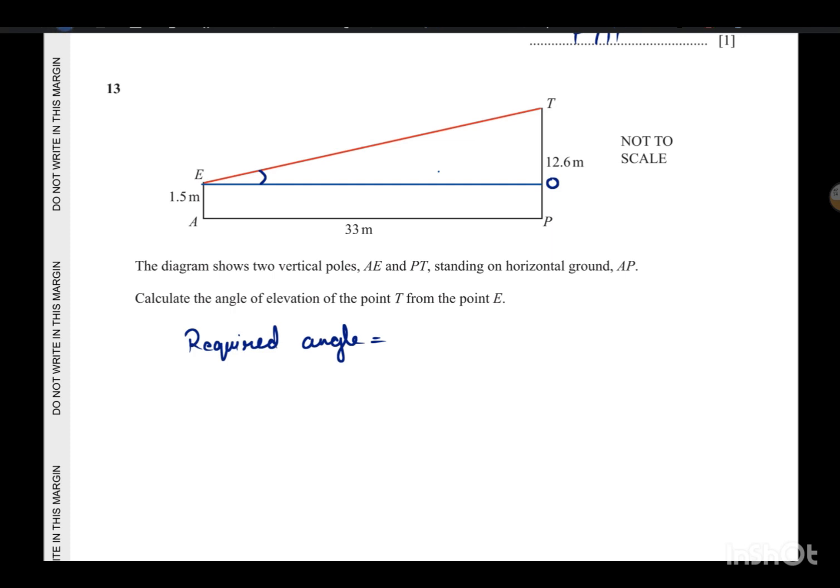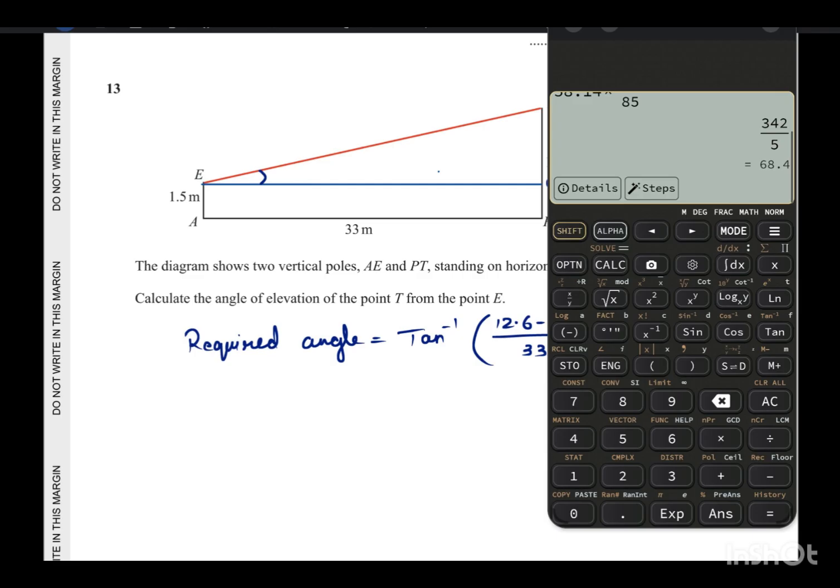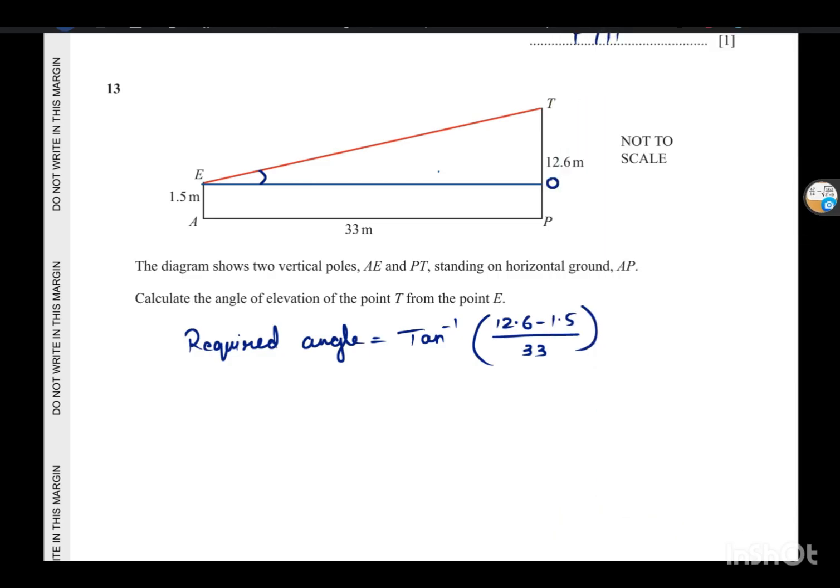So the angle will be tan inverse, because tan theta is opposite over adjacent, so theta is tan inverse of (12.6 minus 1.5) by 33. Find tan inverse of (12.6 minus 1.5) by 33, which is 18.591. 18.59, that we can write as 18.6.